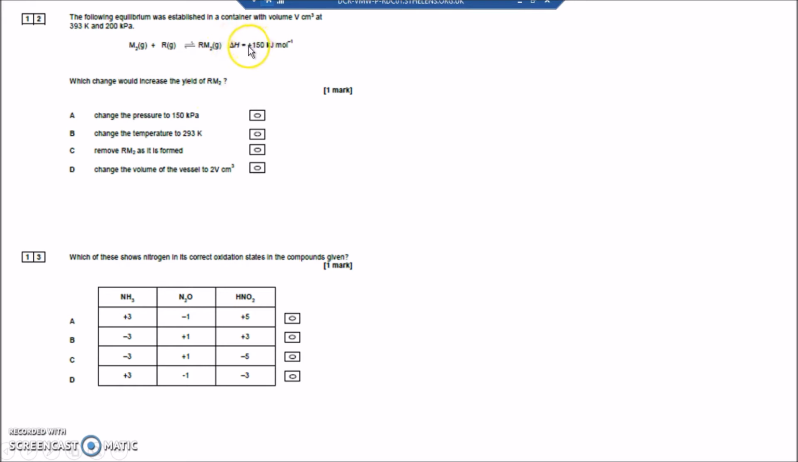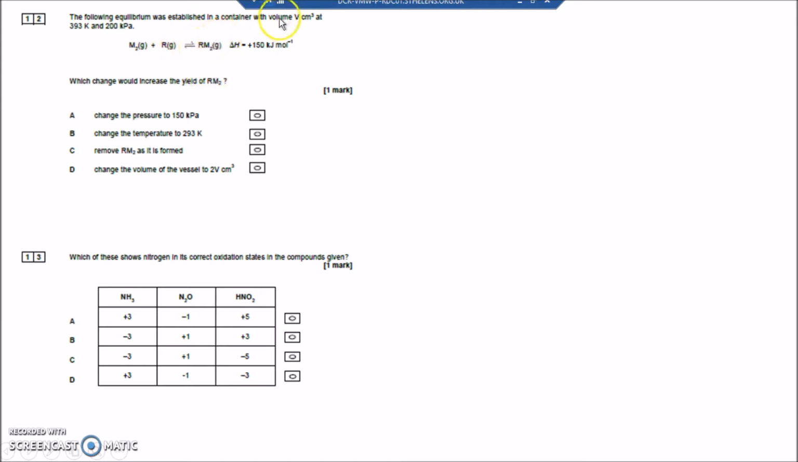Let's have a look. It's an endothermic reaction, so it takes in heat when you go to the right hand side. So if I increase the temperature by Le Chatelier's principle, it will try and lower the temperature and shift to the right hand side to try and lower the temperature of the surroundings. So increase in temperature would make more RM2. You can increase pressure. That would make more RM2 because you've got 2 moles on the left and 1 mole on the right. So increase in pressure by Le Chatelier's principle, it will try and lower the pressure by lowering the volume and shift the equilibrium to the right hand side and make more RM2.